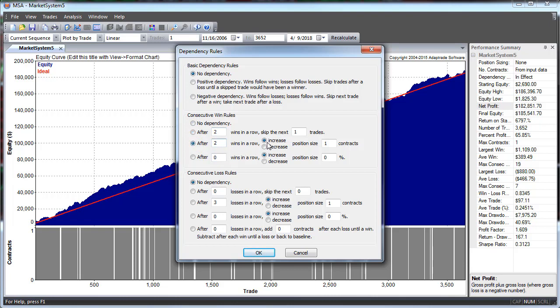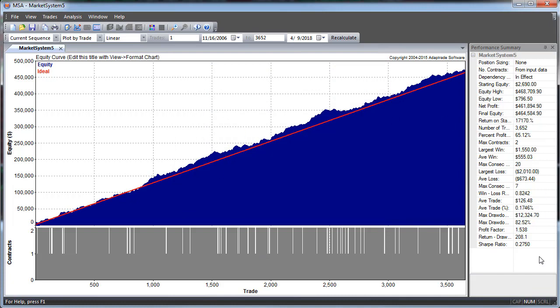After 2 wins in a row, let's go 3. No, 2. Let's see. After 2 wins in a row, increase position size by 1 contract. Say OK. Well, that boosts the net profit or the final equity. This boosts the final equity, 464,584. The drawdown goes up by 5,000 though. So the average trade profit is 126.48. I'm not sure if that's including multiple contracts at times, and so I have to look a little bit deeper into that, but it boosts the net profit a little bit.